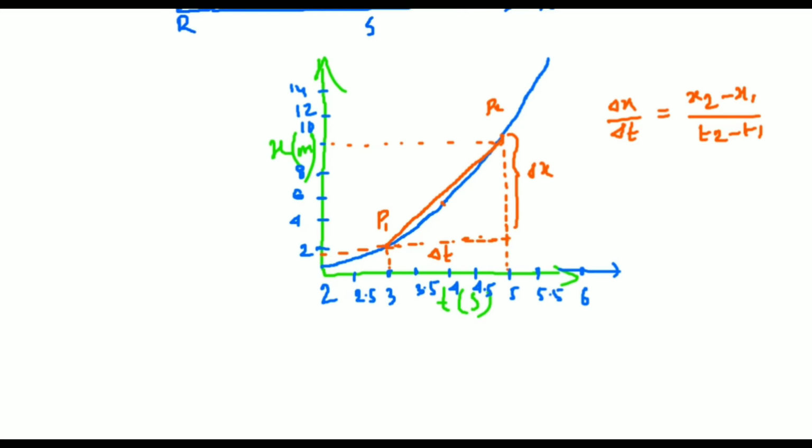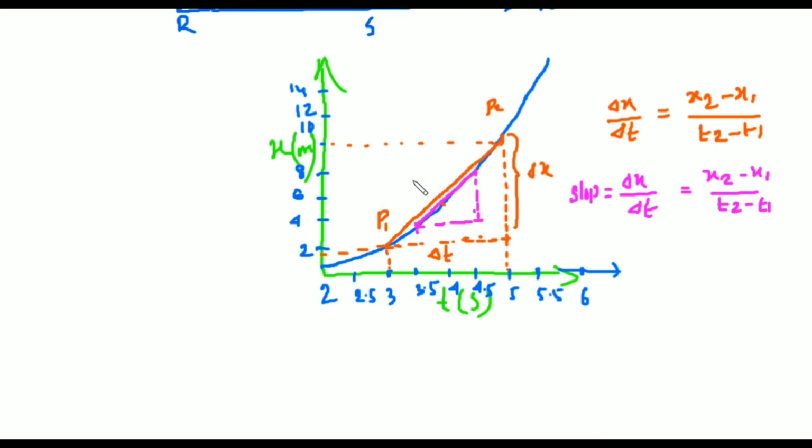Now if we choose these two points closer, that means the points at time 3.5 and 4.5, we can again find average velocity, and that average velocity will be the slope of this pink line, isn't it? In that case we will get this much as delta x, this much as delta t, and delta x by delta t will be the slope of this pink line. In that case also we will get average velocity between 3.5 second and 4.5 second.